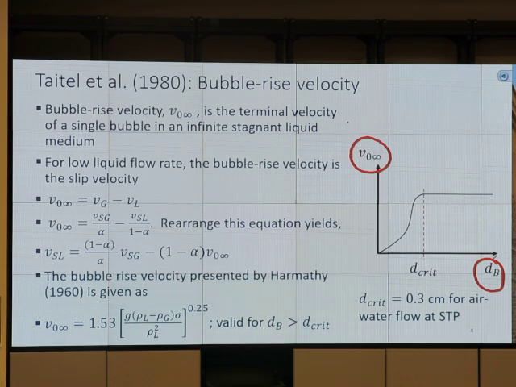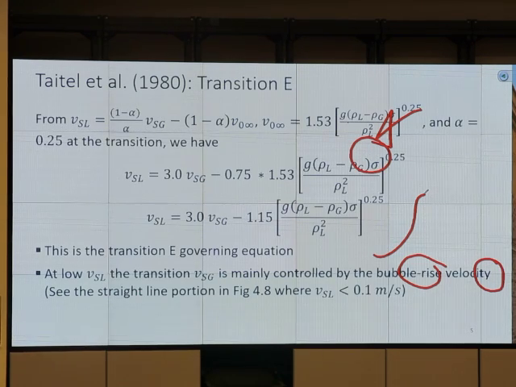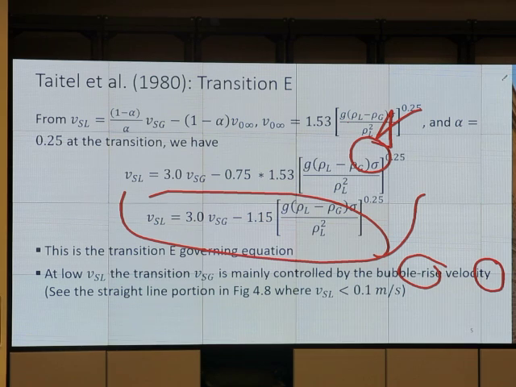Okay. When the bubble is larger than the critical point, something happens. It doesn't gain more bubble rise velocity anymore. That's what they found. So they have this plot. At a critical point, larger than this, the terminal velocity is the same. And this discussion will lead to transition E. Okay, we will talk about it next time.